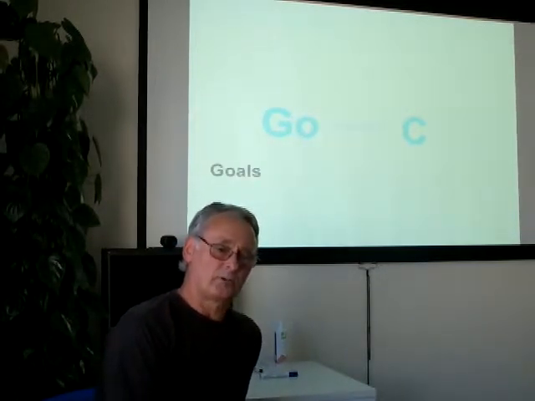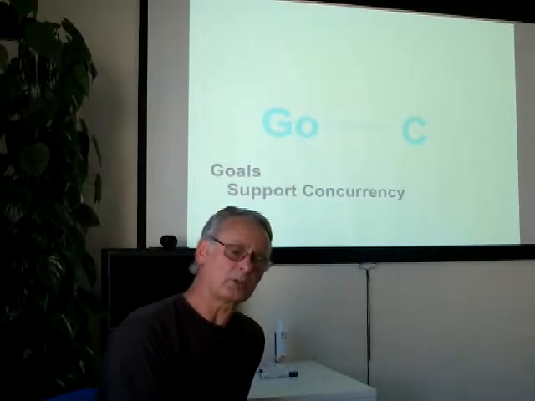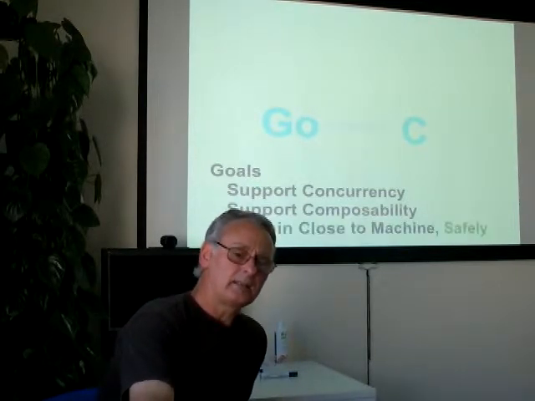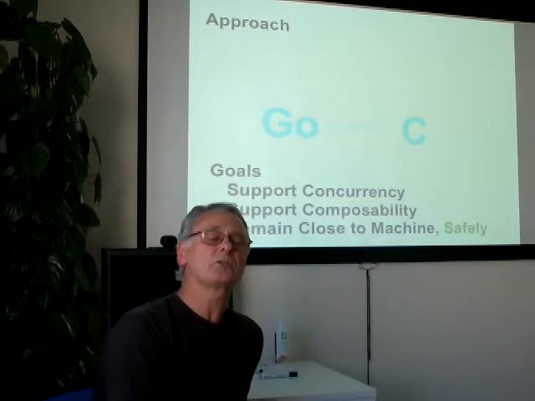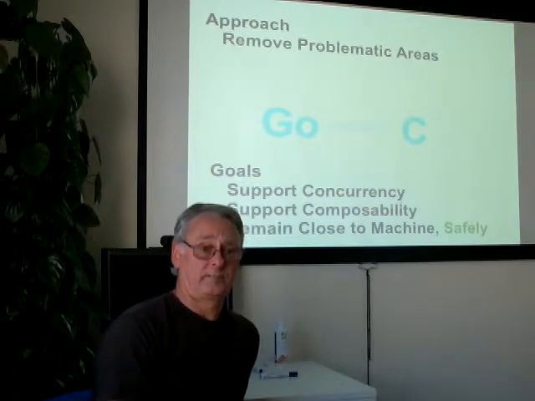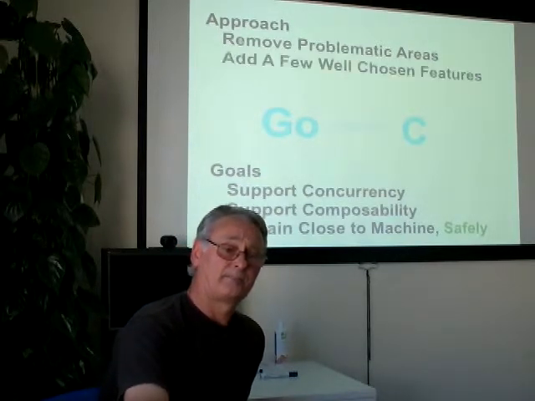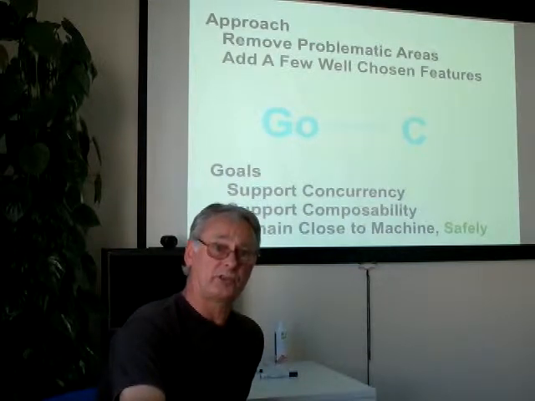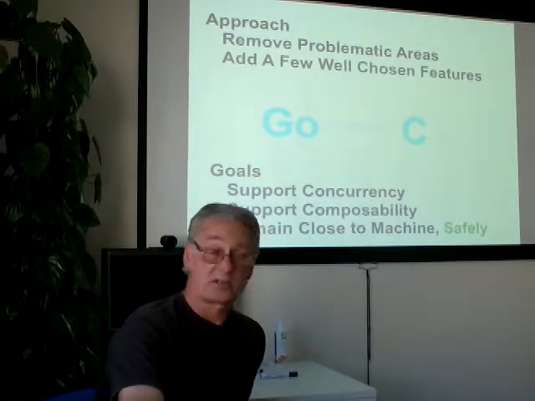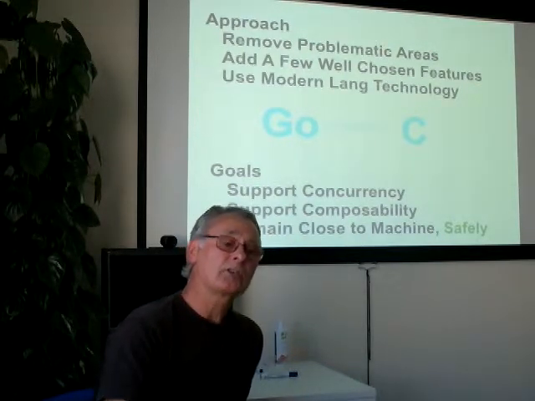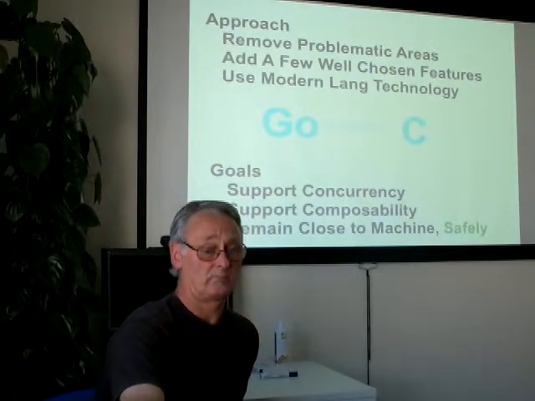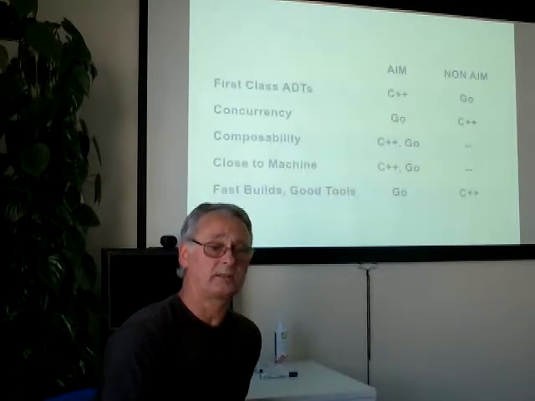What's Go's approach? Goals are to support concurrency, support composability of software, and remain close to the machine, but to do so safely. The approach is completely the opposite. It's to remove the problematic areas, add a few well-chosen features, concurrency, interfaces, slices, to name a few, and to use modern language technology. So, for instance, it's memory safe, it's statically typed.